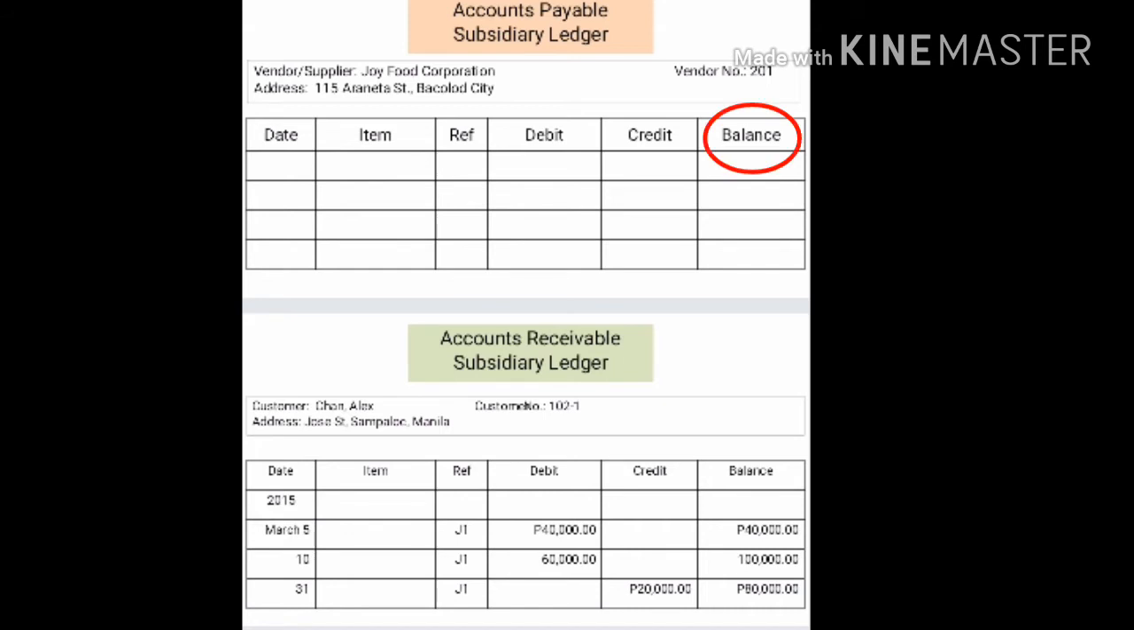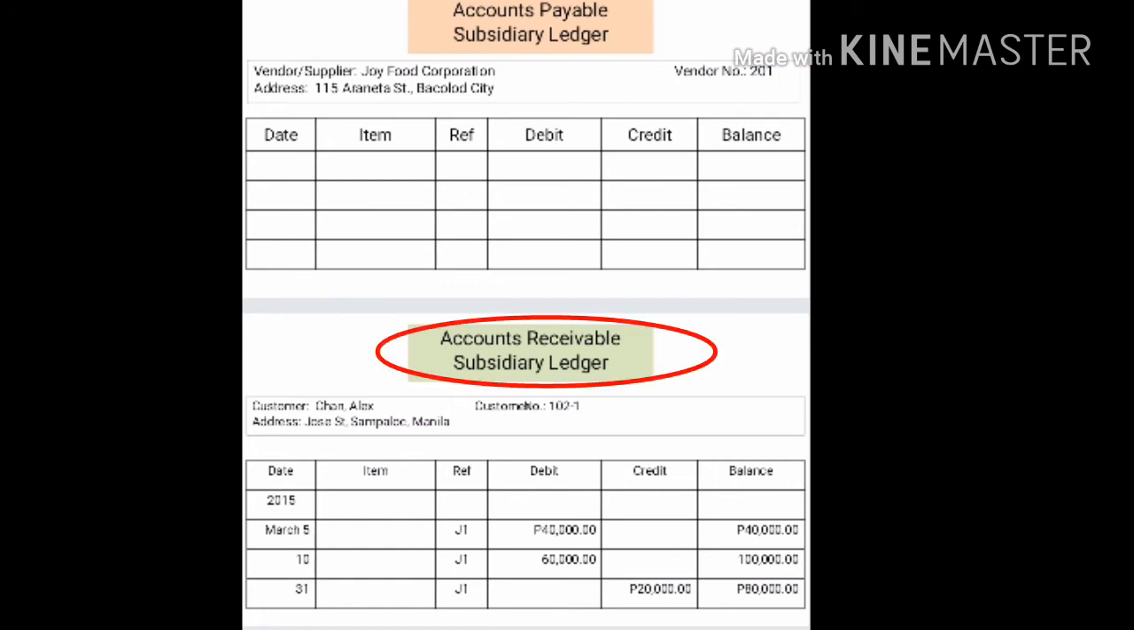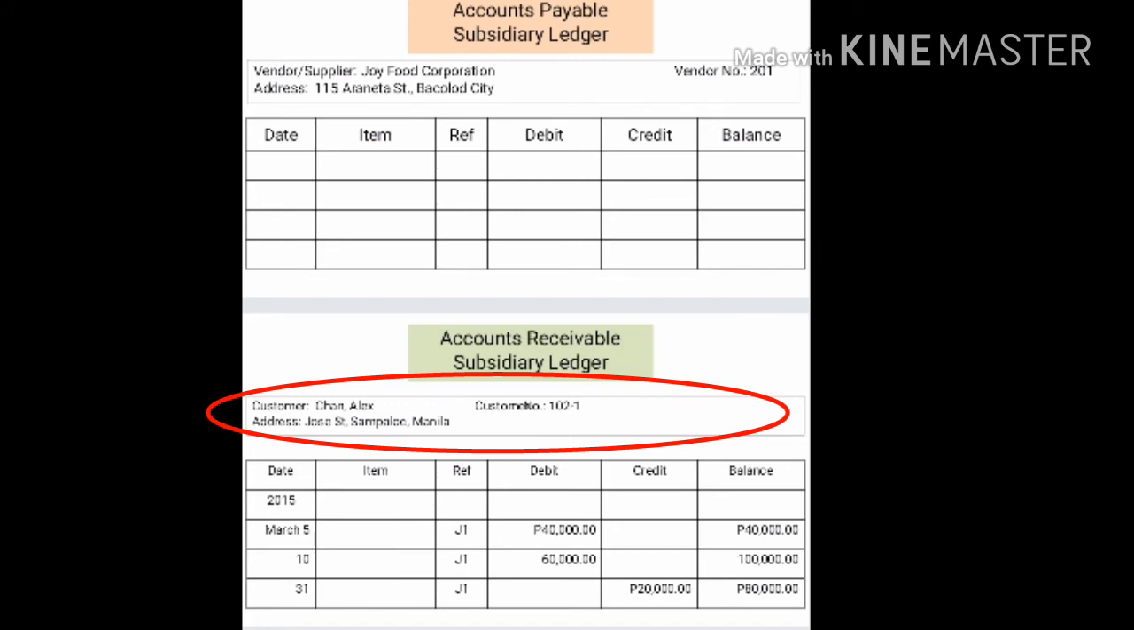Take note that the total running balance for all subsidiary ledgers should equal the accounts receivable and payable general ledger. For further information, if we will make an accounts payable subsidiary ledger, the upper portion shows the supplier or vendor's name, its address, and vendor's number at the upper right. If we will make an accounts receivable subsidiary ledger, the upper portion shows the customer's name, its address, and customer's number at the upper right.